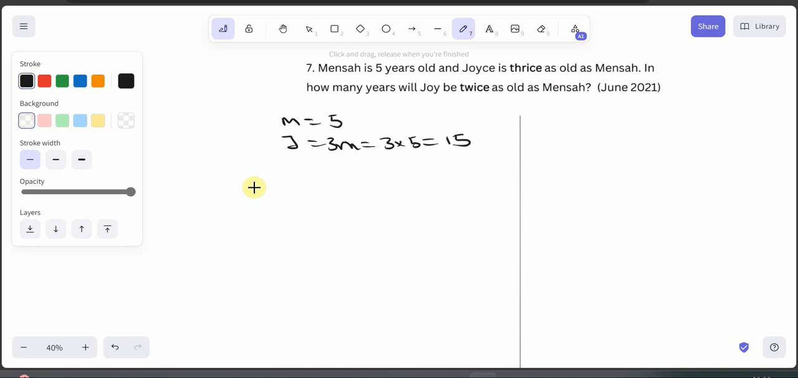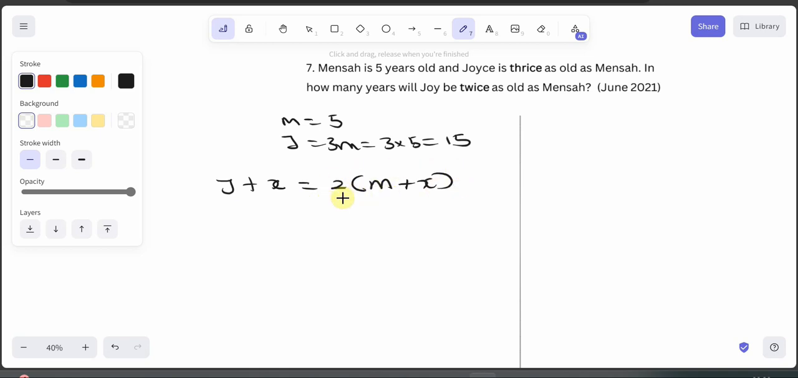So we want the number of years where J, which is the present age, J plus how many years would now be 2 times as old as Mensa. But also Mensa's age will have increased now. So in how many years? That is future. That is J plus X and M plus X, which is those future years. We're now saying that in what year would Joyce's age be twice that of Mensa?